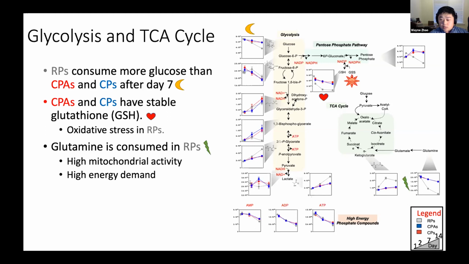And lastly, if you follow the green lightning bolt, you can see the glutamine level during storage. Now, in this case, in room temperature platelets, it looks like the glutamine has been used as an energy source. And this relates to the TCA cycle, where it points to the room temperature platelets having high mitochondrial activity and high energy demand. Next slide, please.